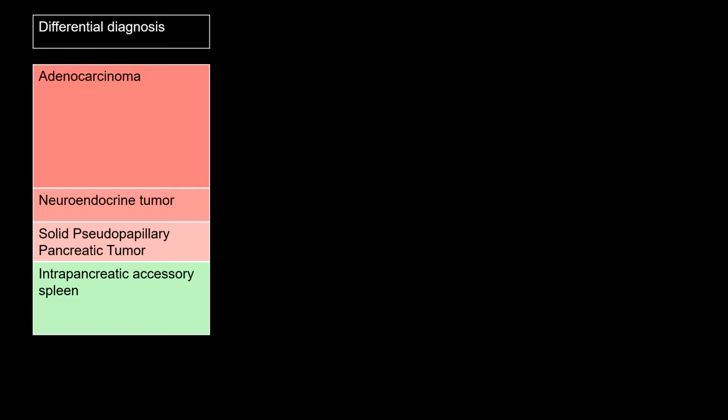The red color means lesions that need to be treated surgically, and the green color means a lesion that is completely benign and needs to be left alone. Please keep this color distinction, which is a management distinction, in mind, because we will base our differential diagnosis on management.